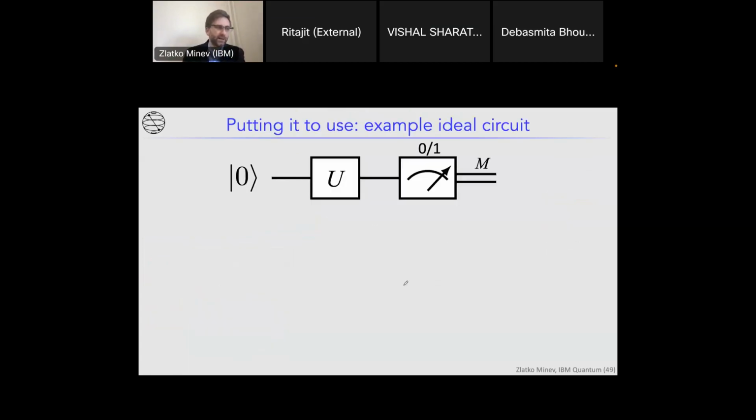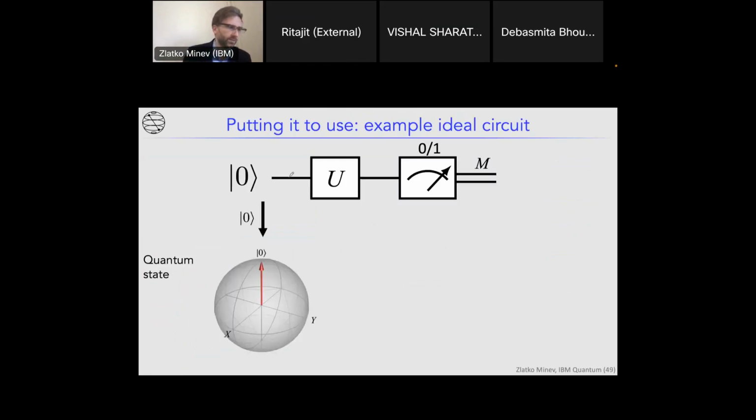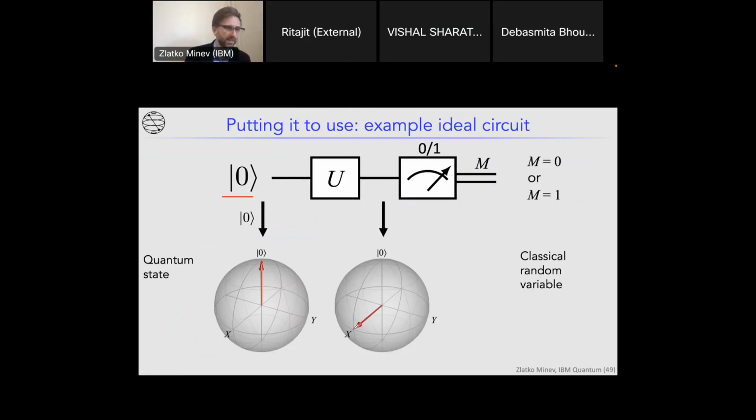Great. Now let's put this brief primer into practice by looking at a particular case. So suppose first that we start in the ground state, which we can represent on the Bloch sphere as a state pointing north. We then perform some unitary operation, which puts us somewhere else on the Bloch sphere, maybe here on the x axis, for instance. And then we perform measurement in the computational basis, which gives us 0 or 1. And m then denotes the outcome that comes out here, which is, each time we run this circuit, either 0 or 1, so we get only 1 bit. And it's a classical random variable.